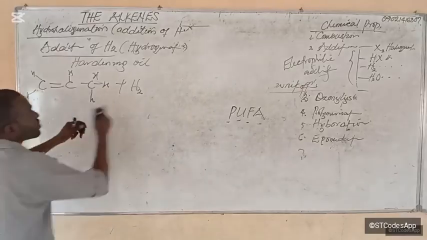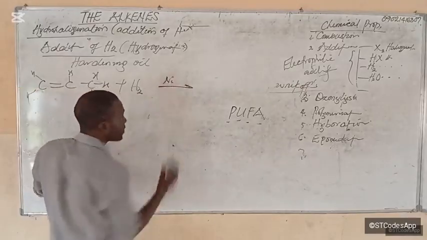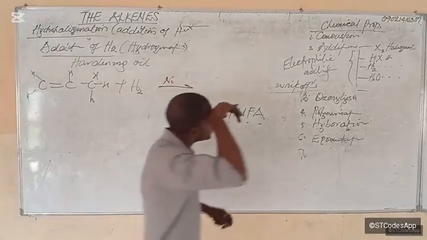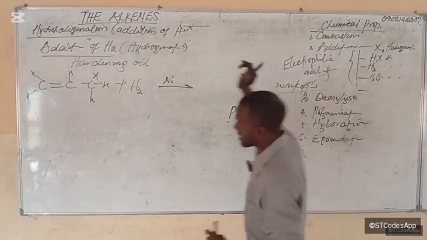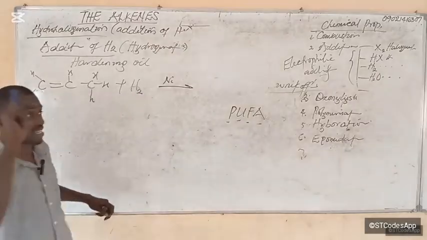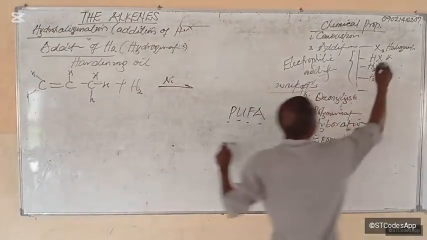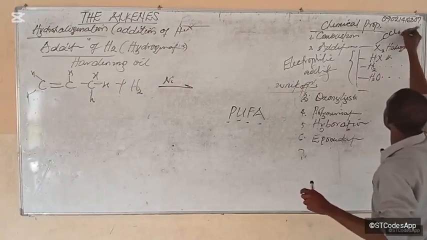So here's what happens, in the presence of a nickel catalyst. Sorry, for the halogenation that I said used a nickel catalyst, it is not a nickel catalyst. The catalyst for halogenation is CCl4.